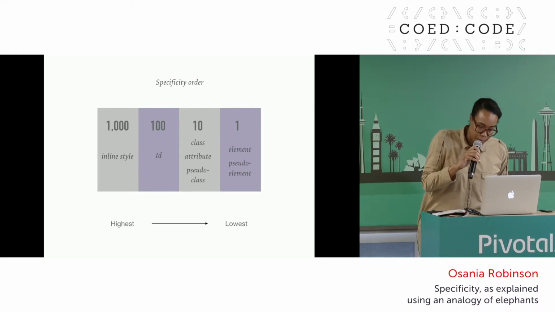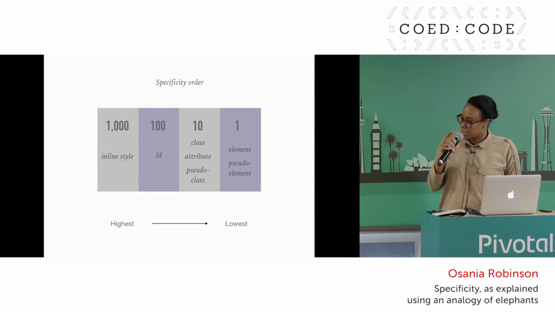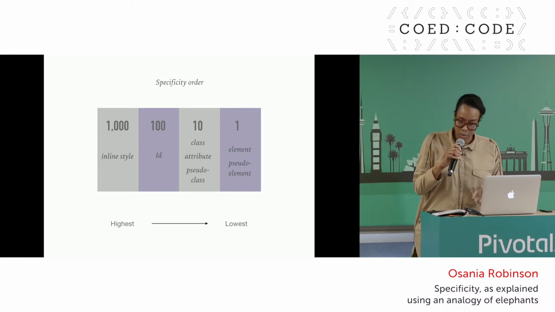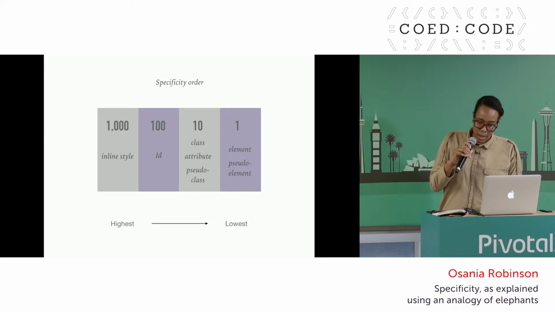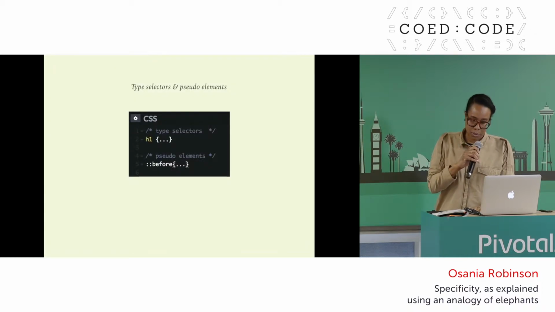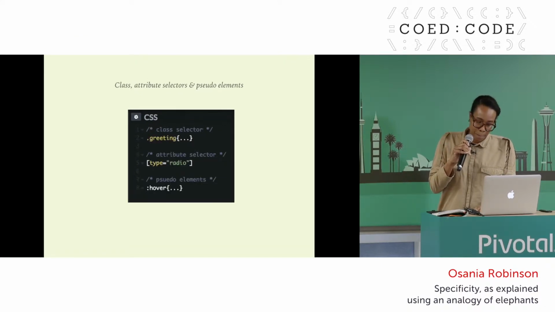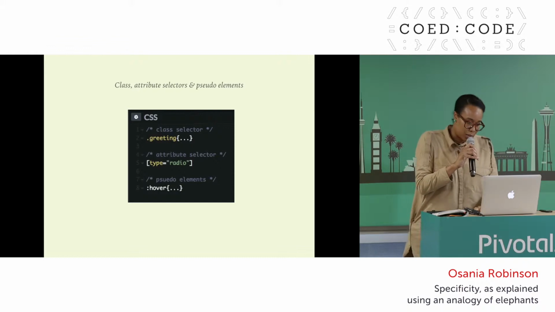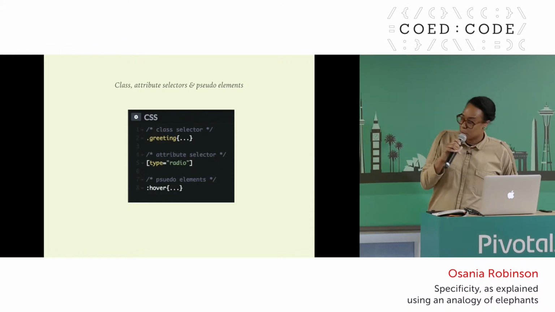Leftmost is an inline style. The inline styles I'm not really going to touch too much today. Then you have IDs. Then you have class selectors, attribute selectors, and pseudo-classes. And then you have elements and pseudo-elements. So type selectors and pseudo-elements are things like H1 tags and before and afters. For class selectors, you have a class at the top, and a pseudo-class would be a hover.